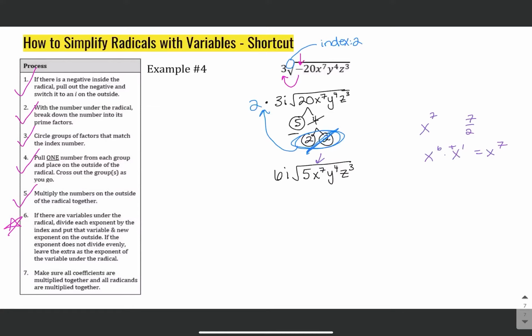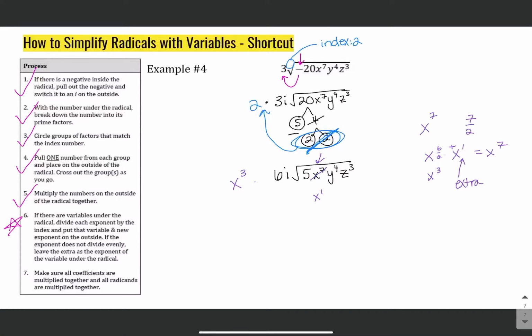And again, the idea here is that we're taking and breaking down our x's. We could have had x to the 6th times x to the 1st. Again, 6 would have been divisible by 2. We would have gotten 3, and this would be like our extra. So if I think about just the x's, I would have x to the 3rd written on the outside. And I know that I would have x to the 1st left underneath.